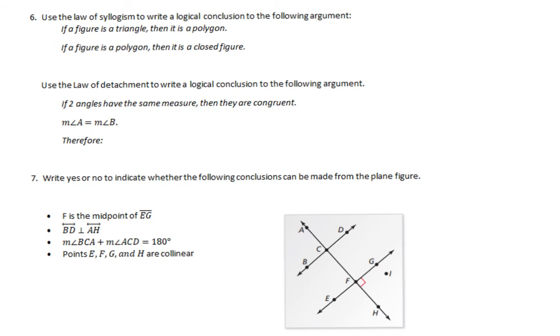All right. Using the law of syllogism to write a logical conclusion for the argument. Okay, we got this. This is where the law of syllogism links things together. It says, if this happens, then this happens. And if that thing happens, then something else is going to happen. Let's make this a little more simple.